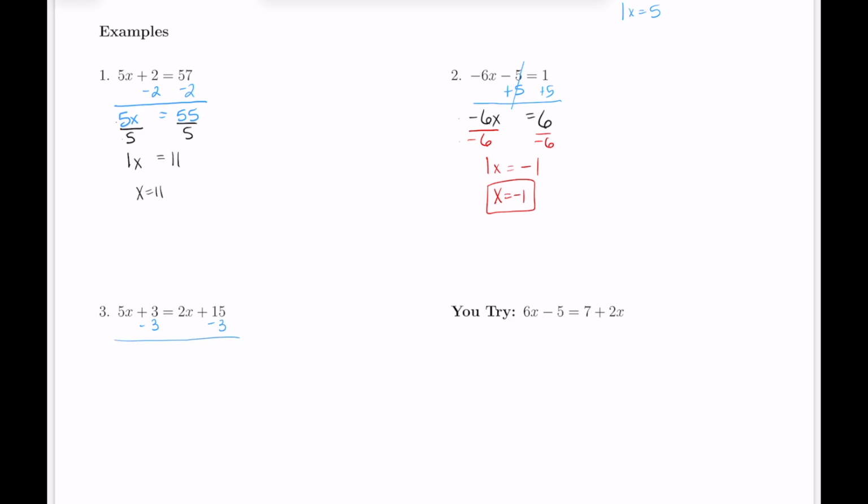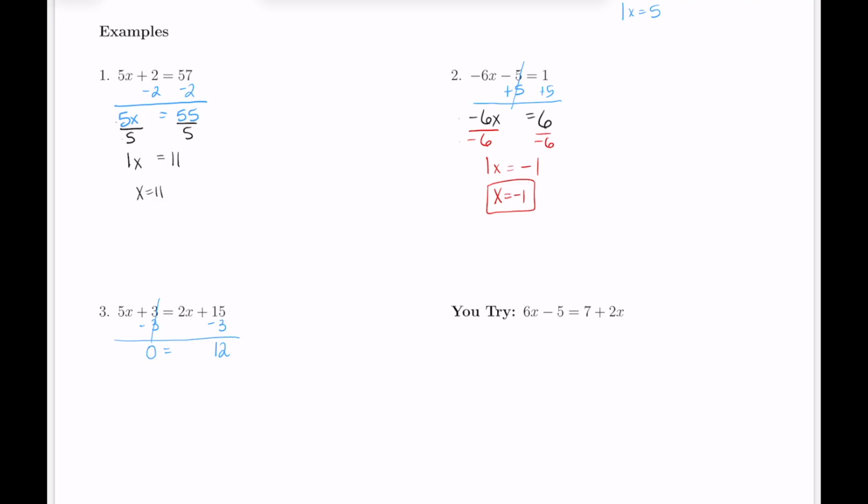Now, positive 3 and negative 3, those will combine to be 0. And if it's 0, you don't really need to write it there, but I'm going to choose to do that. Over here I have 15 minus 3 is 12. Now, I like to use the space that I have.